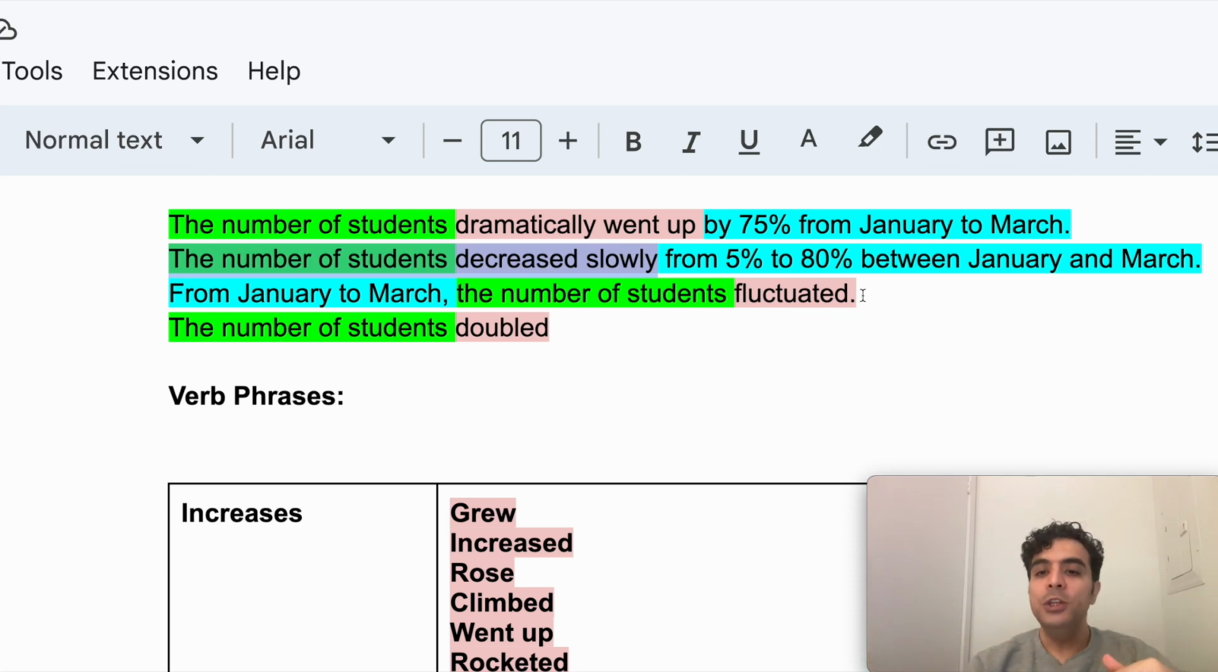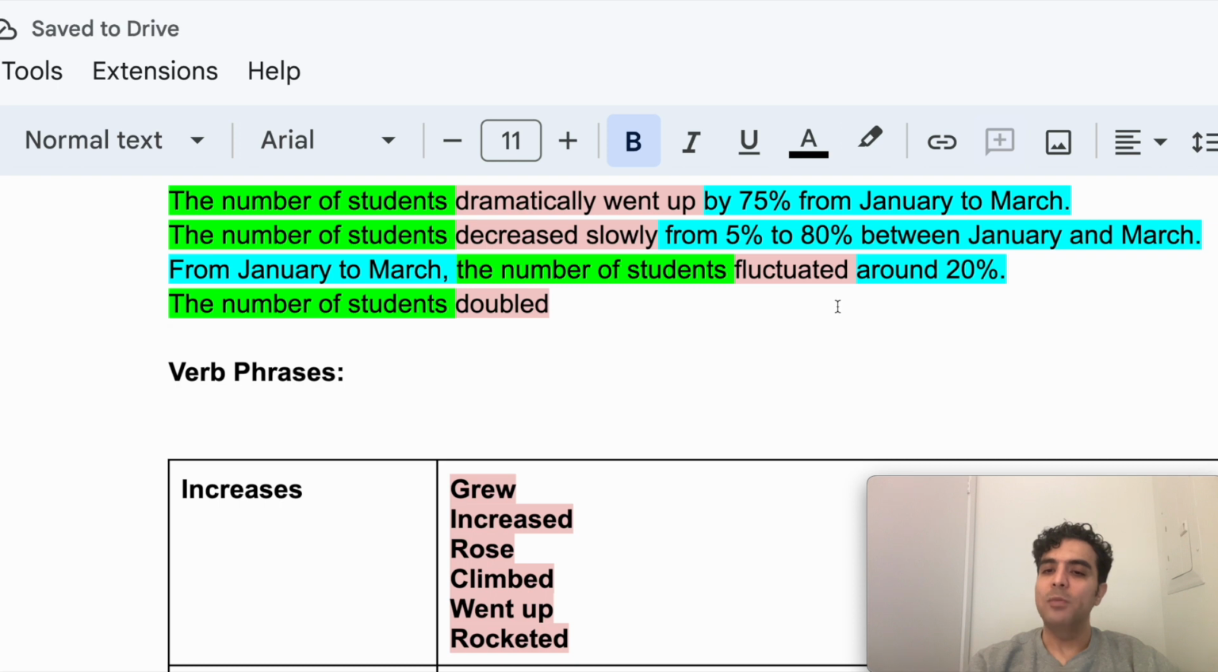And so what you're going to do is use the preposition around, right? So it fluctuated around 20%, for example. I'm going to highlight this in the same color that we've used to describe adverbs. So bear in mind that the preposition we use to describe the adverb of quantity is around for the verb fluctuate. All right, now let's do this one.